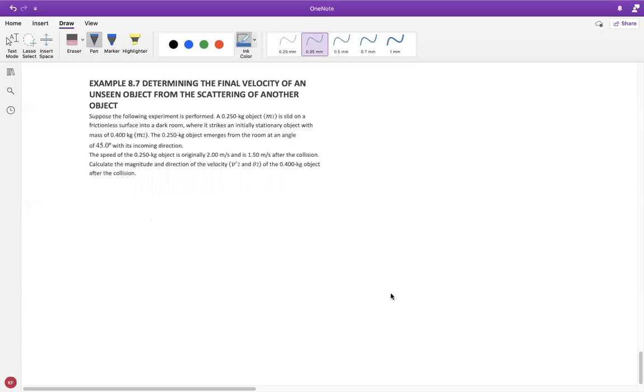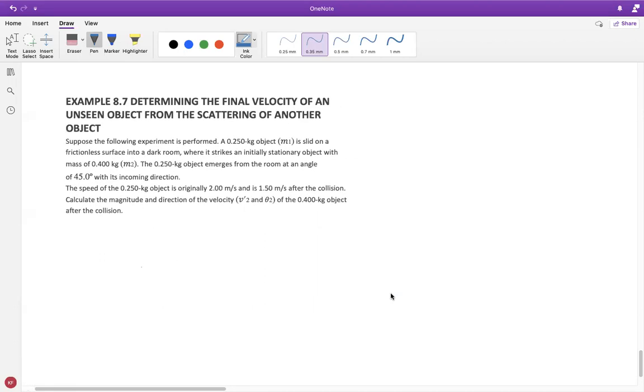All right, we are going to do one final example, and it's a little bit algebraically involved, so bear with me, okay? So this example is example 8.7, okay? And the problem states, suppose the following experiment is performed. So we have an object with some mass, m1, equal to 0.25 kilograms.